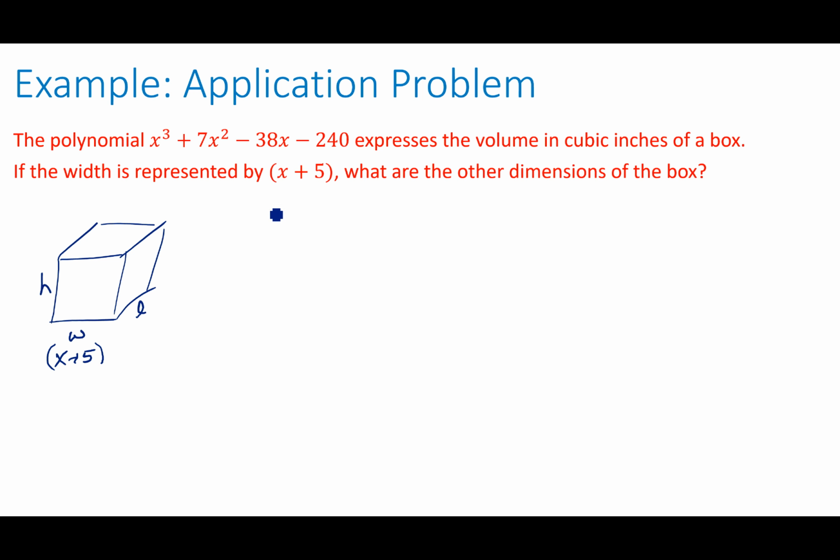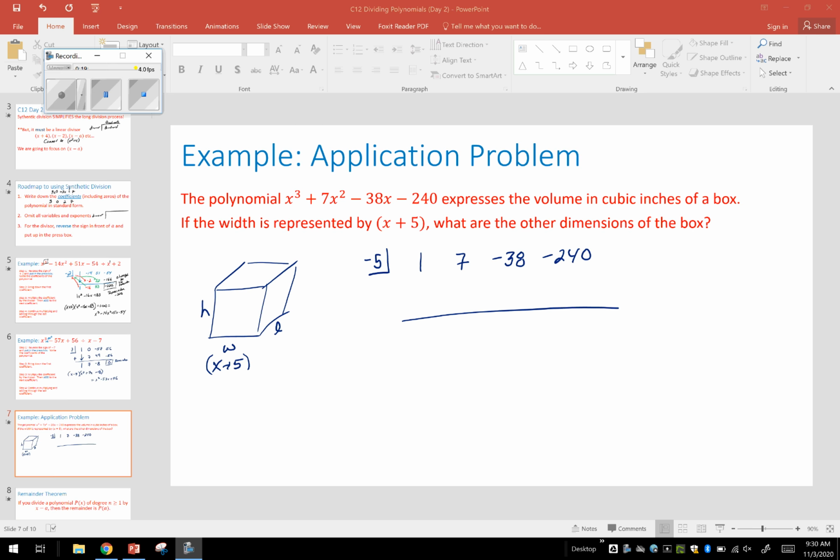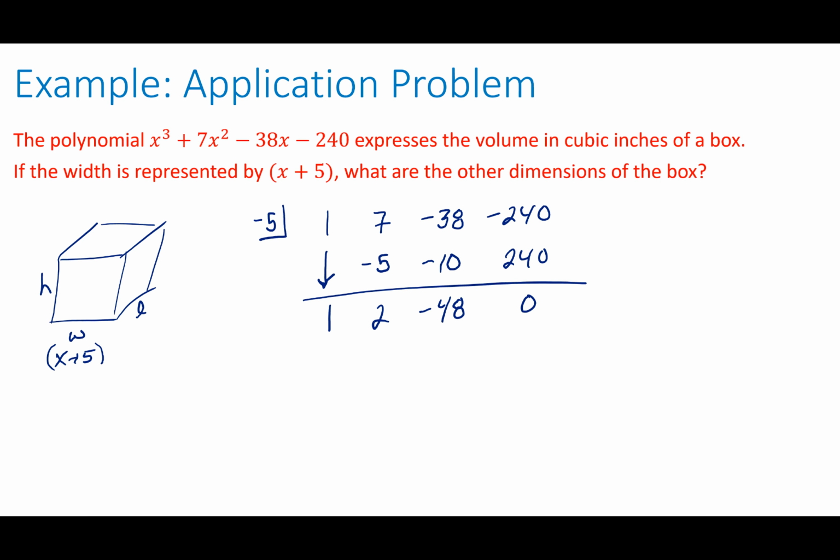All right, well, I can do this using synthetic division. What am I going to put in my press box? Landon, -5. All right, and now I only fill in coefficients. 1, 7, -38, -240. Okay, right, so we should get to this point when using our synthetic division. We have 1, 2, negative 48, and 0. So negative 48 is my constant, 2 times x, and then 1x squared. So this is x squared.